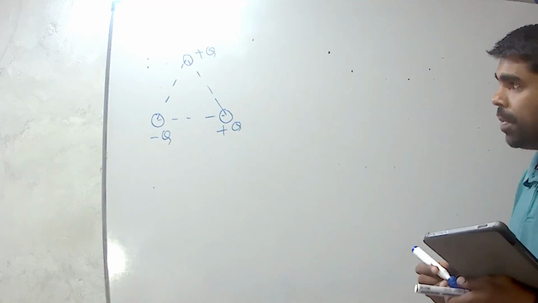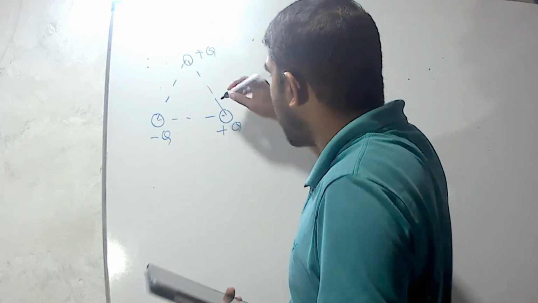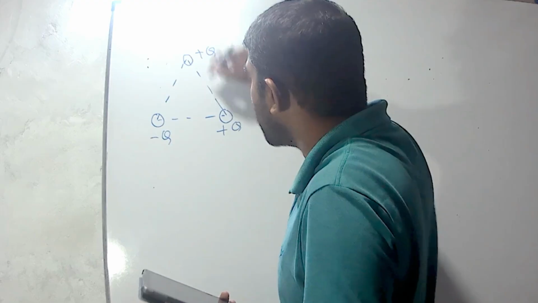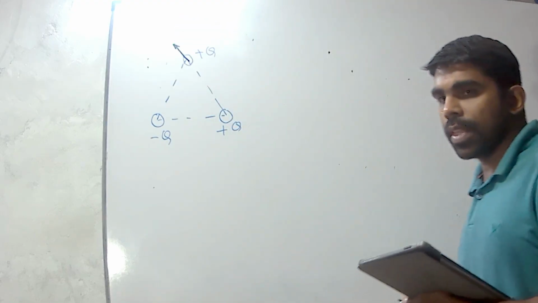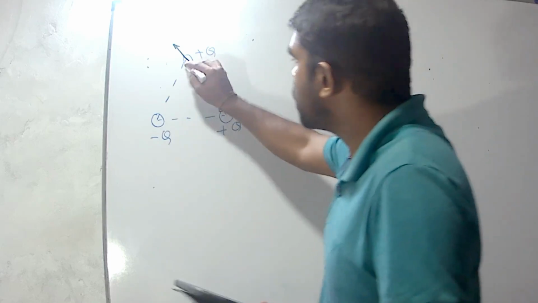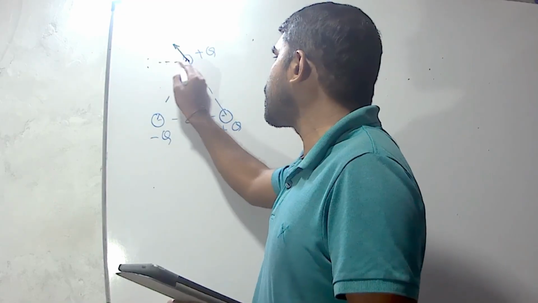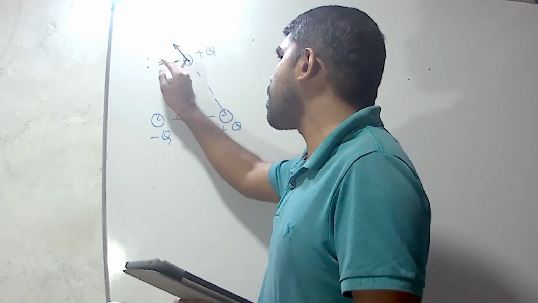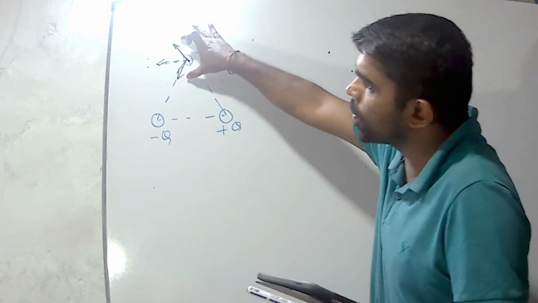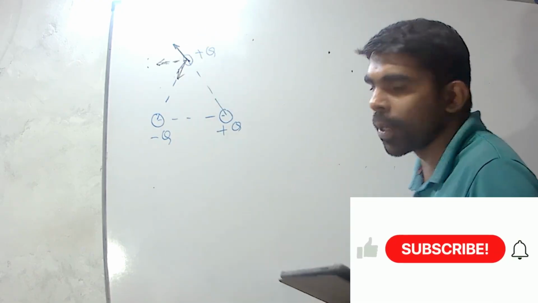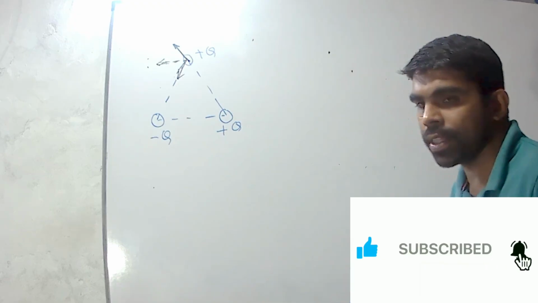Then we can obtain forces on this one. There is a repulsion due to this charge. Same charges, repulsion. There is an attraction due to this charge. Then its resultant force should be in this direction. There are same magnitudes for these forces because there are same charges and same distance for the initial situation.